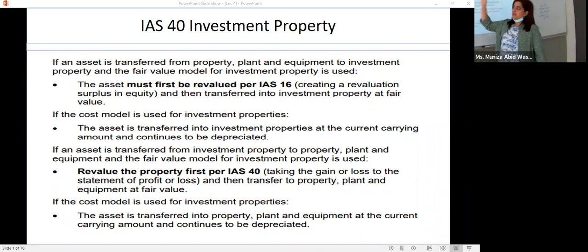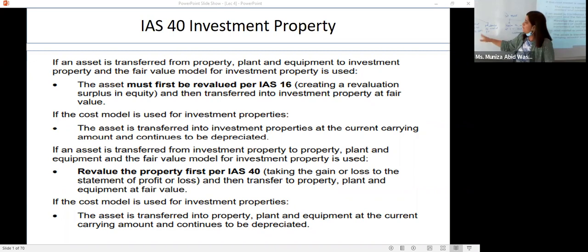In the other case, if we are shifting from IAS 40 to IAS 16 and under IAS 40 the fair value model has been used, then first revalue the asset as per IAS 40 and take the gain or the loss in the statement of profit or loss. Because an impairment loss, if it is a revaluation loss, will be taken straight away to SOPL in all the cases. And under the fair value model, secondly, we have to transfer the asset at its fair value. But if for IAS 40 the cost model has been used, then transfer the asset at its carrying value and it continues to be depreciated onwards.